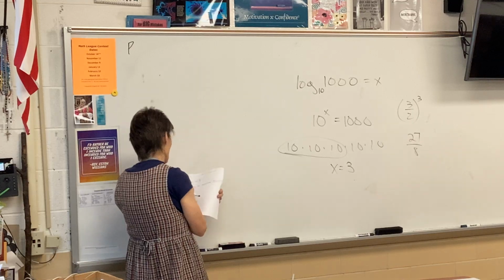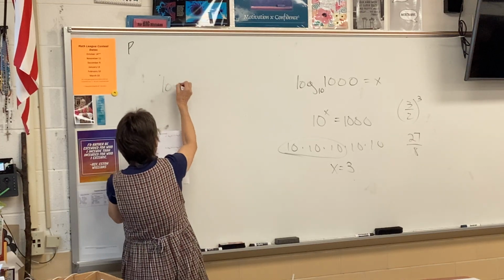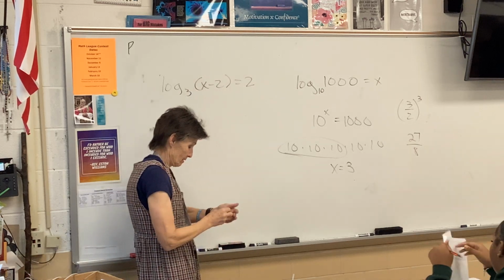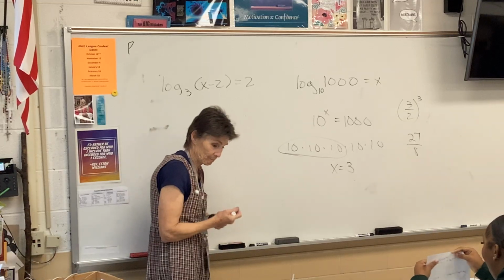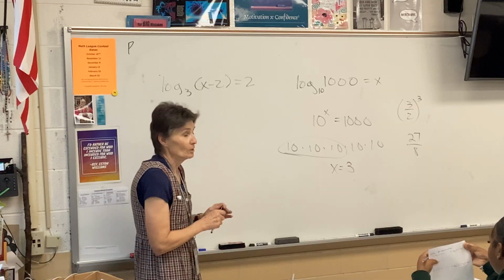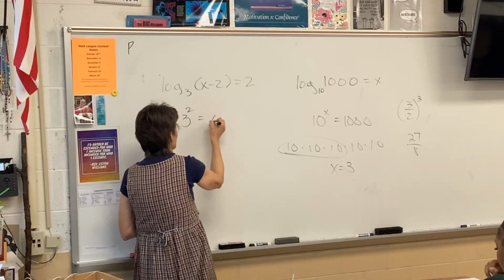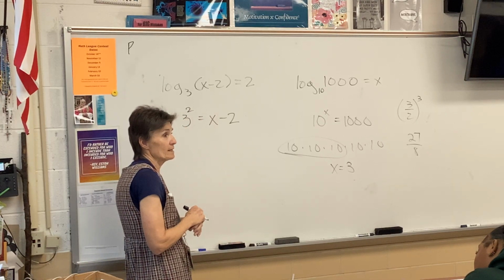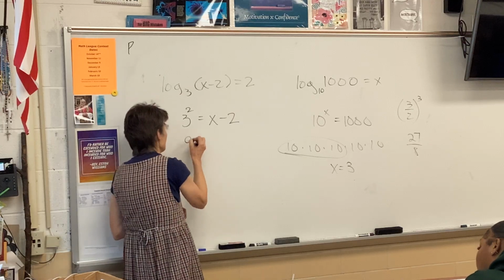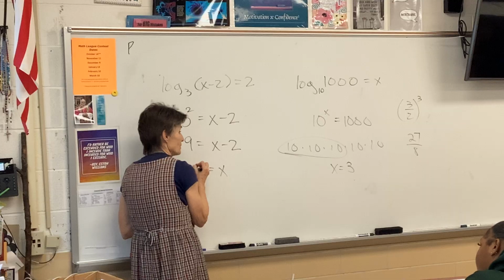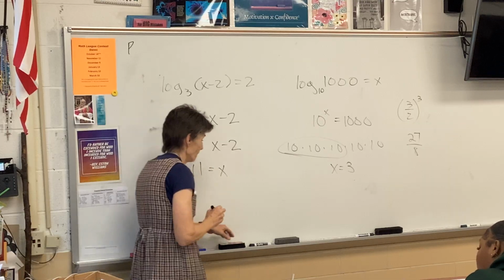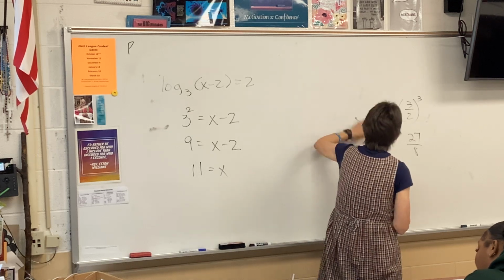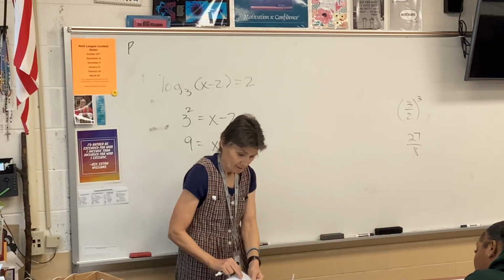All right, how do we solve problems? What do you want to do with that? So 3 to the second equals x minus 2. 3 to the second is 9. So x equals 11. You should not be copying that down. You should be able to do that by yourself. That one is pretty easy.